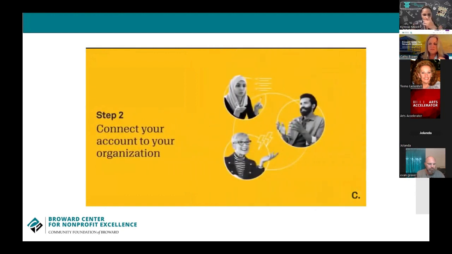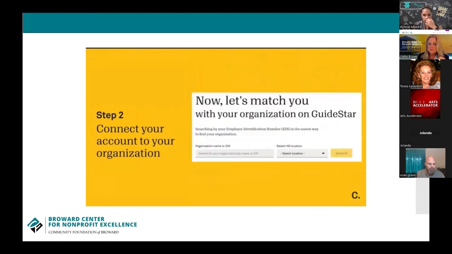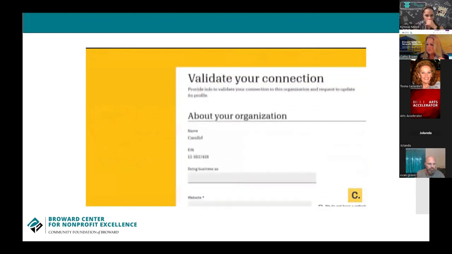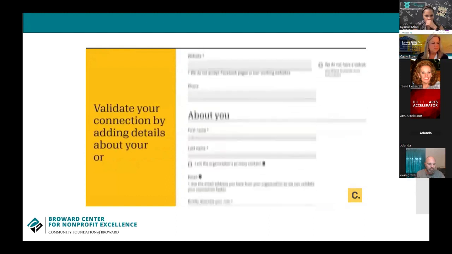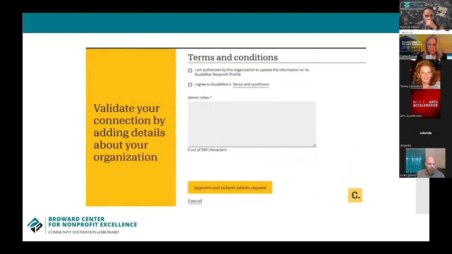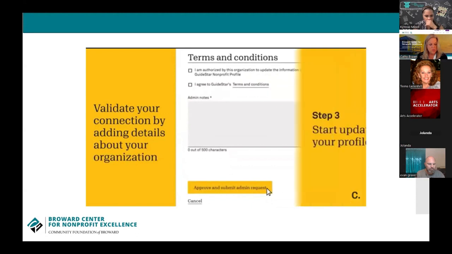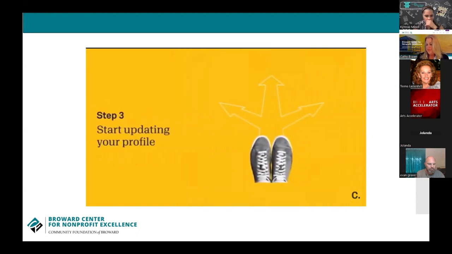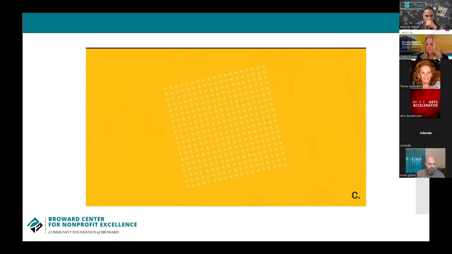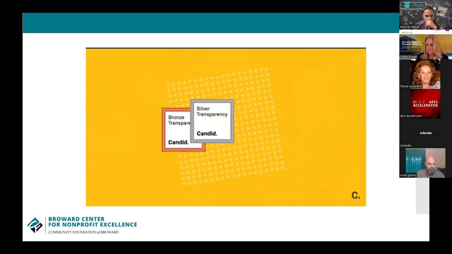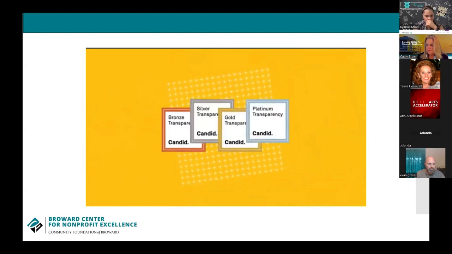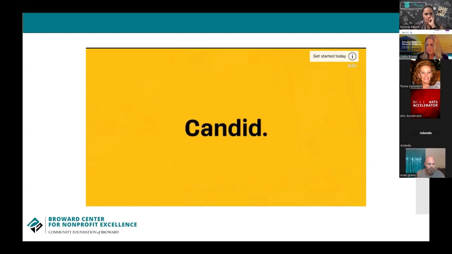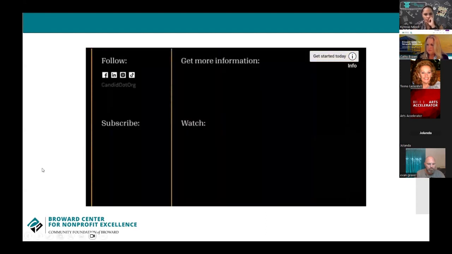Once you have created your Candid account, log in and search for your organization to connect to its profile. Complete a brief form to help us verify that you represent your organization. Then click Submit and our support team will review your request. You can start updating your organization's profile as soon as the request is approved. All you need to earn a bronze seal of transparency is to share basic organizational info. Add more information to earn silver, gold, and platinum seals. Get started today. Create your account and claim your organization's profile to tell your story.